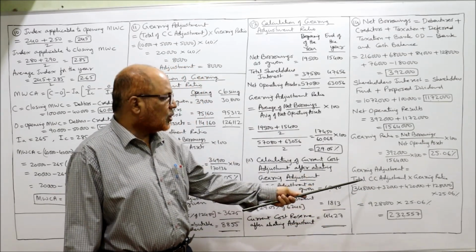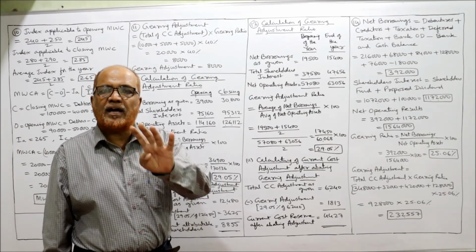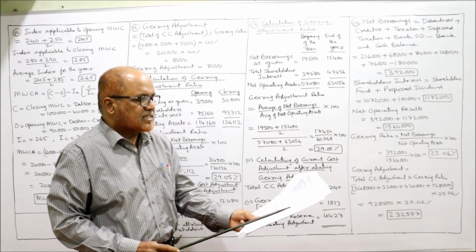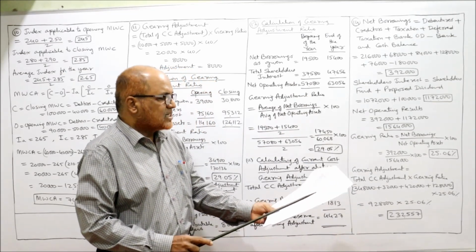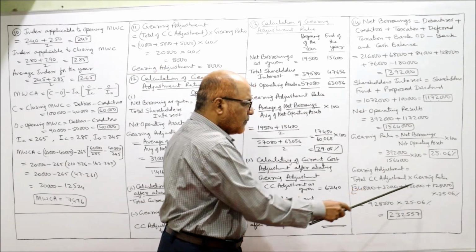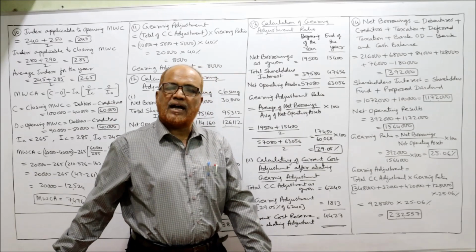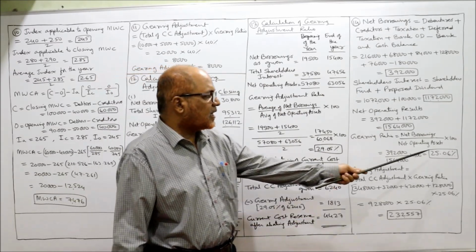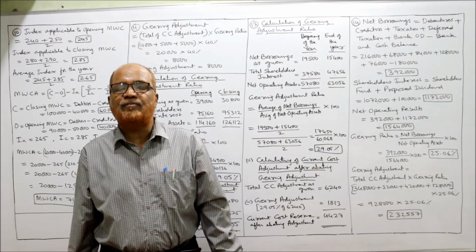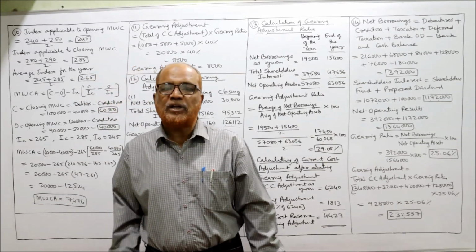Now gearing adjustment. So total current cost adjustment into gearing ratio. The 4 adjustments are given in the problem: depreciation 3,48,000, fixed asset disposal 32,000, cost of sales 4,20,000, monetary working capital 1,28,000. Add up all these 4, you get 9,28,000, the total current cost adjustment. To this you multiply the gearing ratio, 25.06%. That gives 2,32,557. This is the gearing adjustment. That's it. So we have completed the 14th problem.